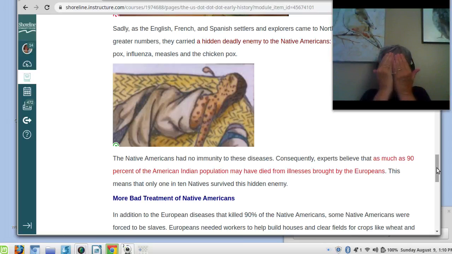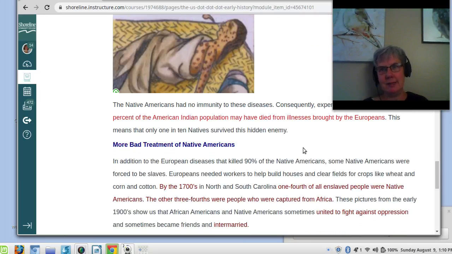Hidden means you can't see the disease. You don't see it, but someone coughs and then the virus goes in a different person. You don't see the virus. It's like the coronavirus. It's a hidden enemy. In addition, more bad treatment of the Native Americans. So this is our sad reading. The next 2 readings are happy, and the last one might be a little bit sad.